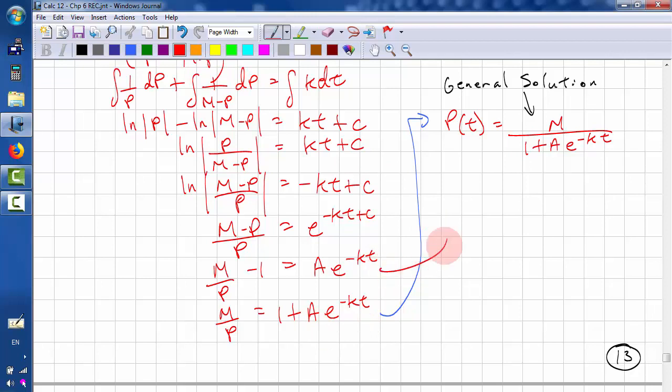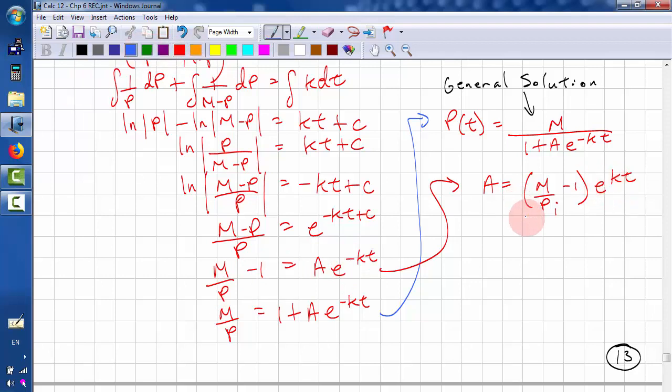Working with this equation, we want to solve for a. So a equals m over p minus 1 times e to the kt. Since we're dividing this side, we can move it into the numerator and change that to a positive. And that's why we have positive over here.